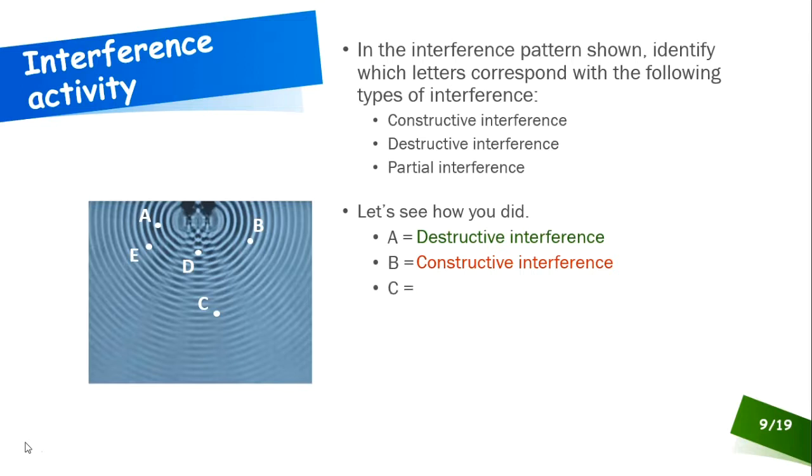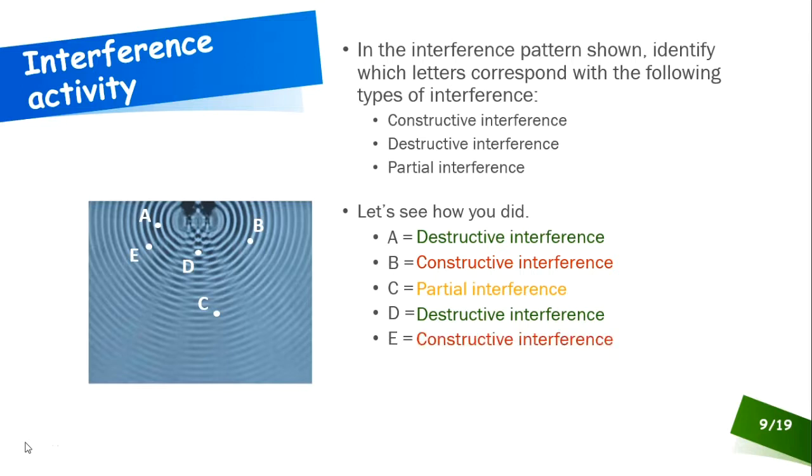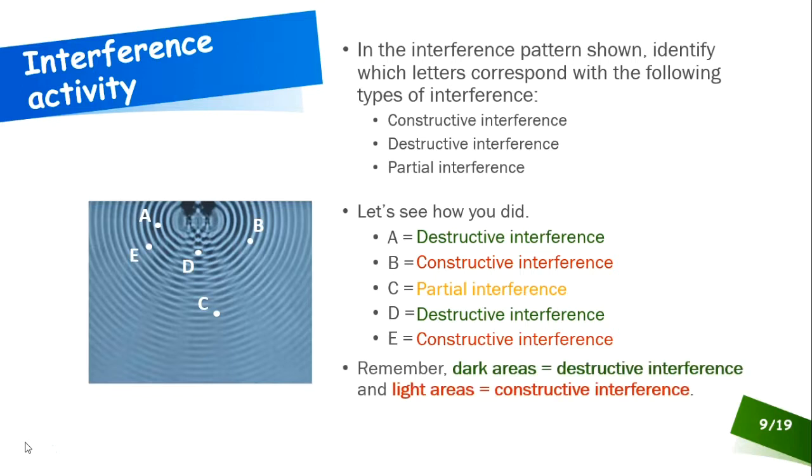Point C is kind of in a boundary region, so it's going to be an area of partial interference. Point D is a dark area, which makes it destructive interference. Point E, another area of light, is constructive interference. So when you're looking at these interference patterns, just keep in mind, dark areas are areas of destructive interference. Light areas are areas of constructive interference.